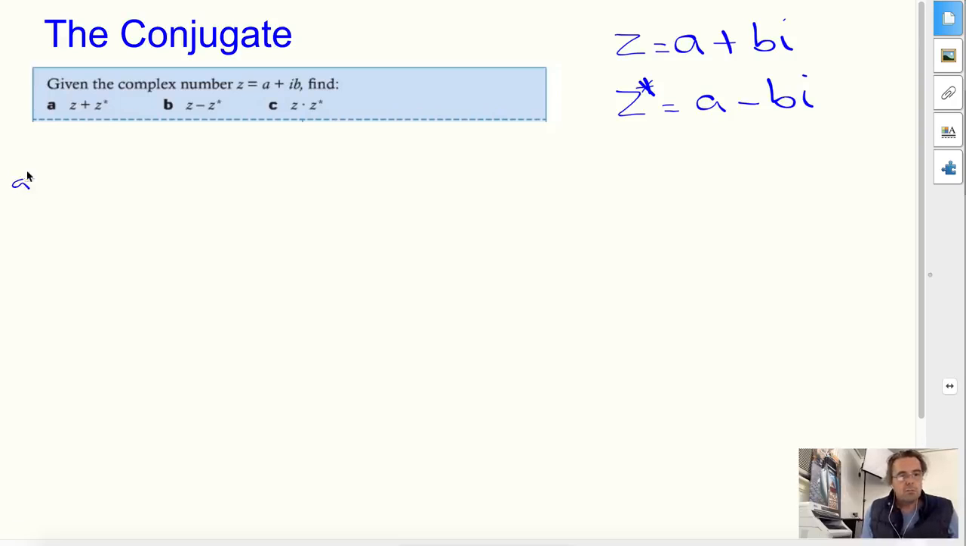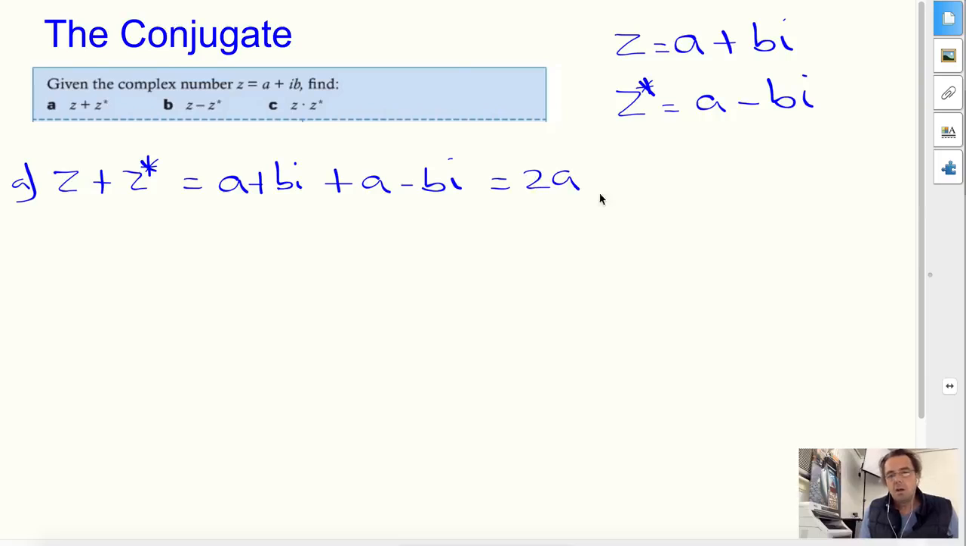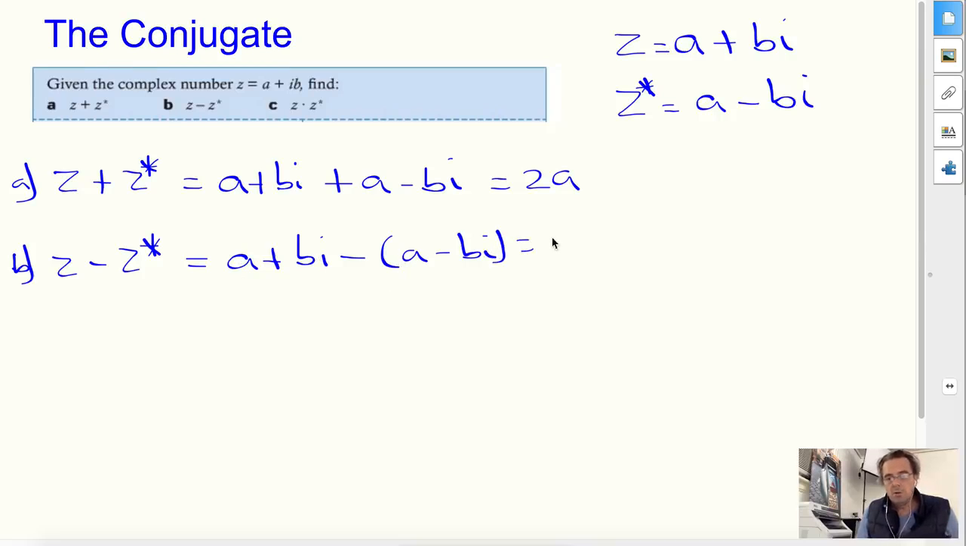So let's do some exercise with it. Suppose you have a complex number z and you add the conjugate to it. What happens? Well, you have a plus bi and you add a take bi. What do you get? 2a. The imaginary part disappears. What if you subtract the conjugate from a complex number? Then you have a plus bi take a take bi. So the a's cancel out and the bi's double. So you only have the imaginary part twice.